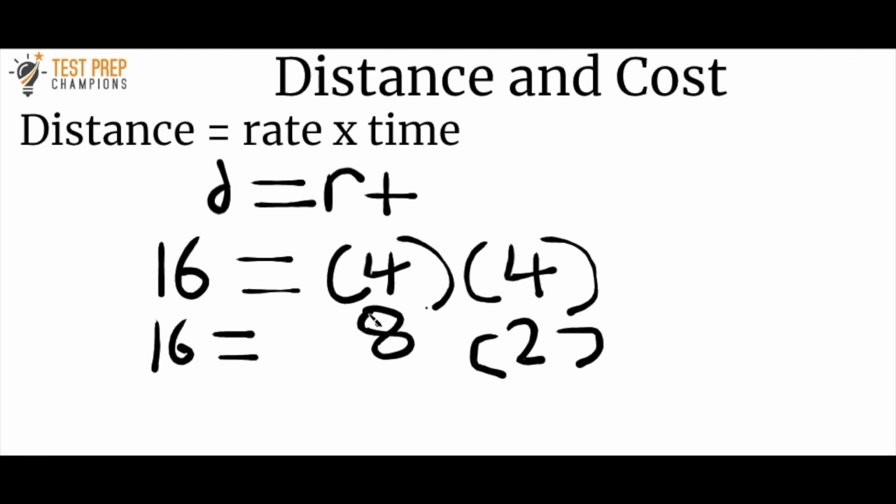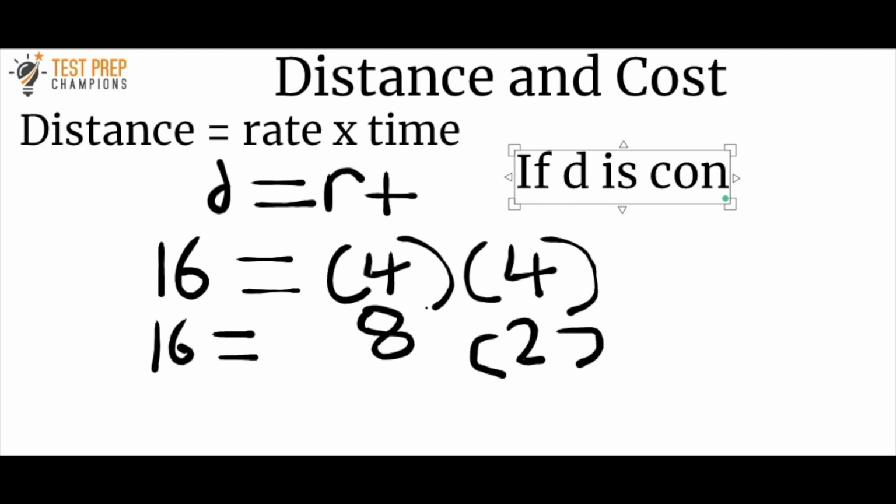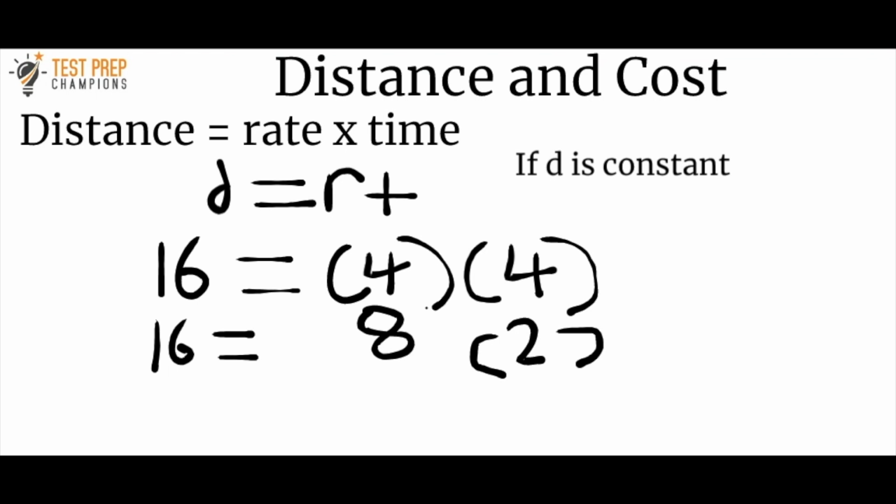All right, so note here that what happened was we cut the time in half, and we see that the rate then doubled when the distance was held constant here. So what we can say from this is that when the distance is held constant, the rate and the time are what's called inversely proportional. So let me write this out here. If d is held constant, then the rate is inversely proportional to the time. Okay, and so that's what this means.